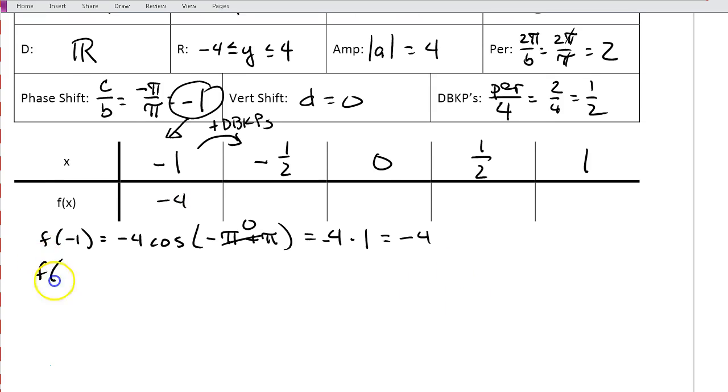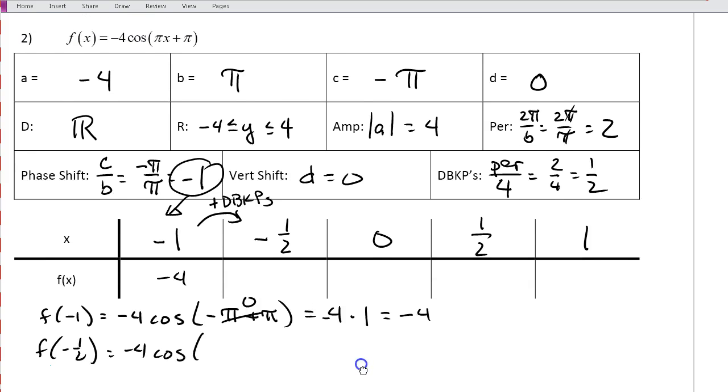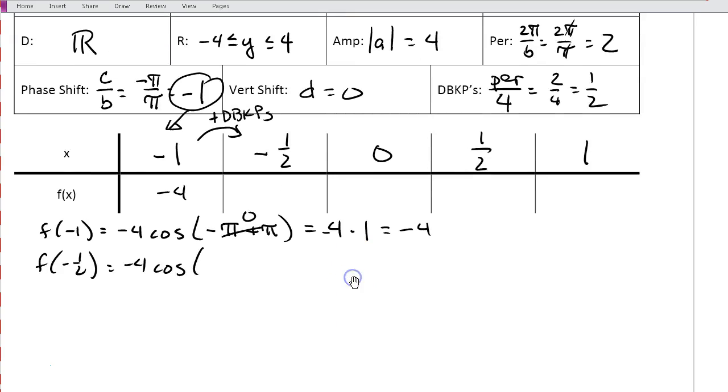So I have f of negative 1/2, so that's negative 4 cosine, so negative 1/2 times pi up here is going to be negative pi over 2, negative pi over 2 plus pi. So if I add those, I get pi over 2. Again, if you're not sure about the fractions here, make sure you ask me. So I have negative 4 times the cosine at pi over 2. That's at the top of the unit circle. The x-coordinate is 0, so that's 0.